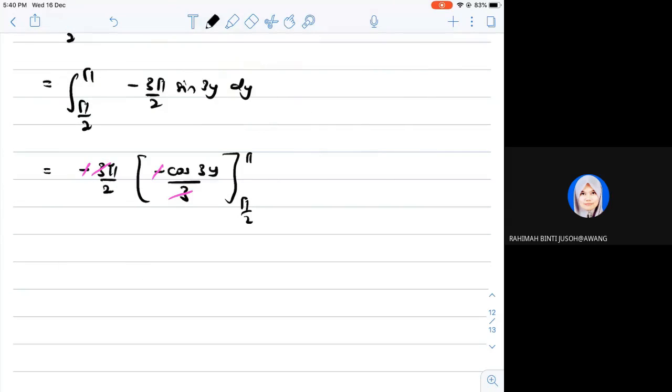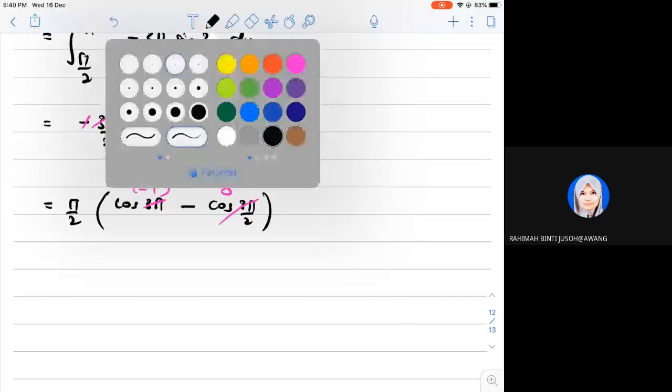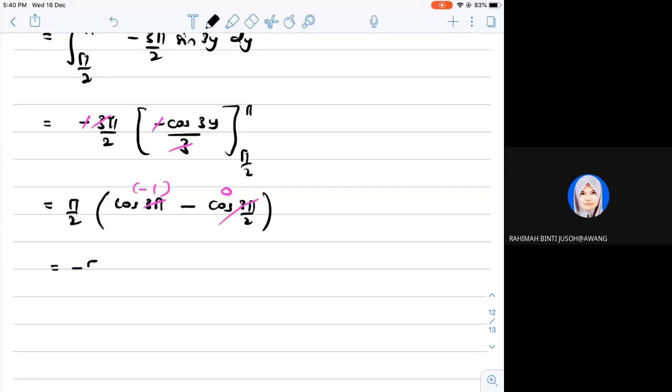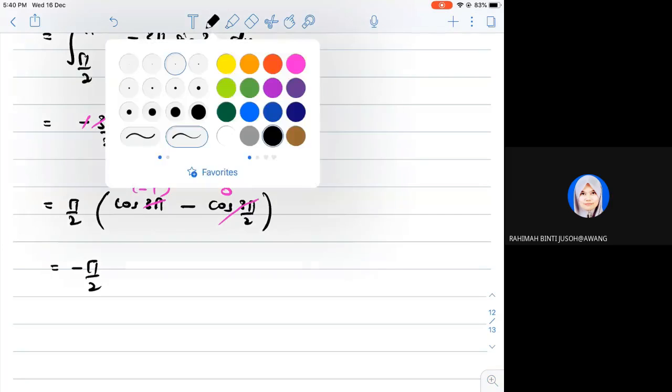So we will have pi over 2 times cos 3 pi minus cos 3 pi over 2, like this. So of course, cos 3 pi over 2 is 0, cos 3 pi is negative 1. So pi over 2 multiplied by negative 1, we can get negative pi over 2. Okay, so that's the answer.